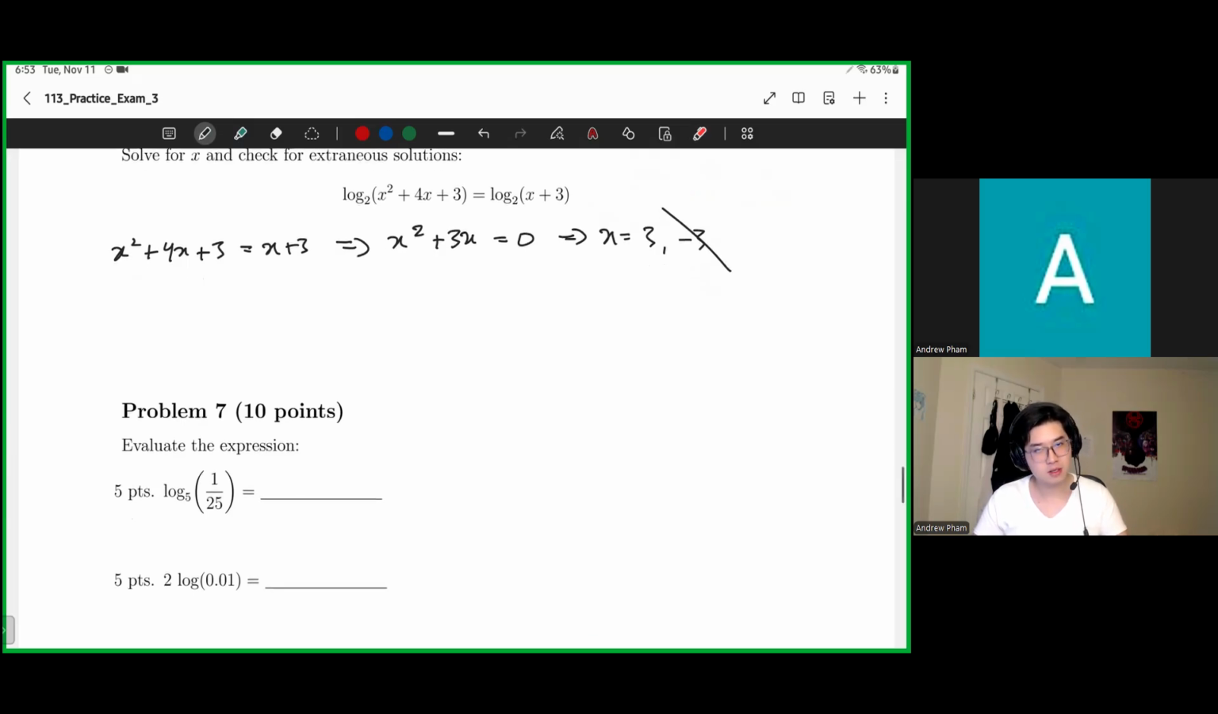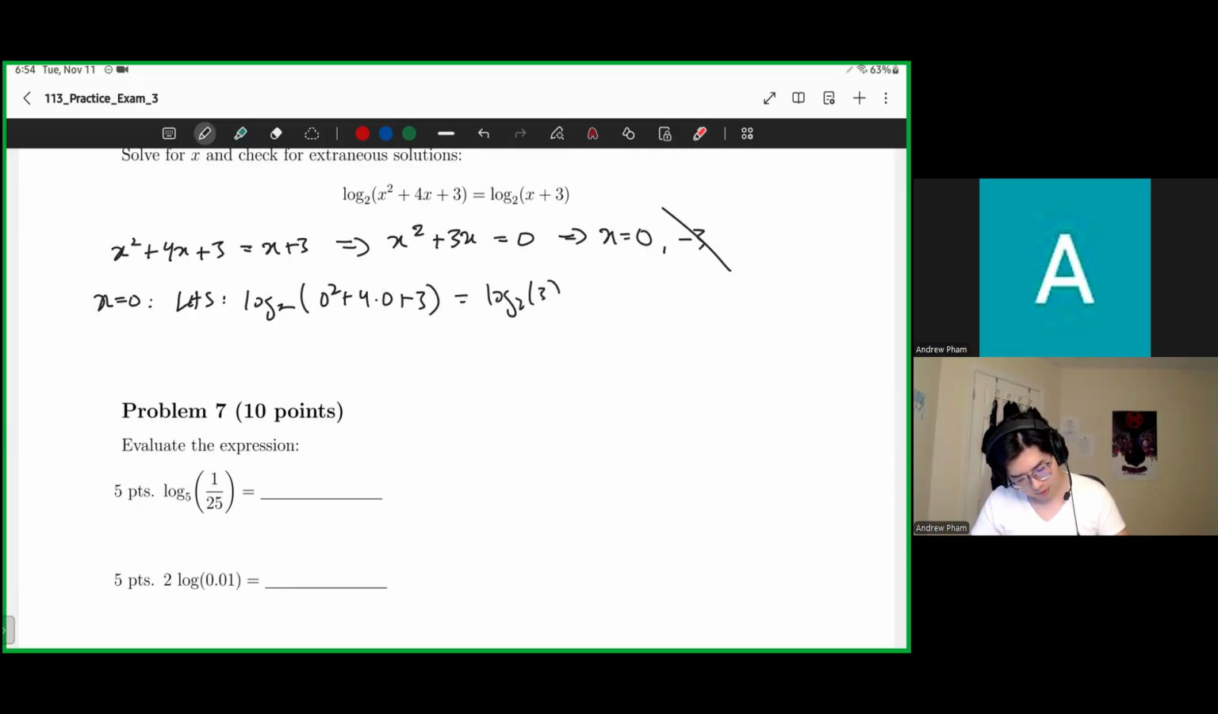And now we can check, actually, what did I say? Oh yeah, x equals minus 3, but this is supposed to be x equals 0. And we can check now that if I have x equals 0, then on the left-hand side, I get log base 2 of 0 squared plus 4 times 0 plus 3, which is equal to log base 2 of 3. On the right-hand side, log base 2 of 0 plus 3 is just log base 2 of 3. So x is equal to 0 is your solution.